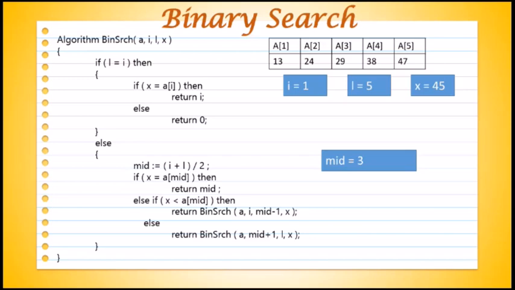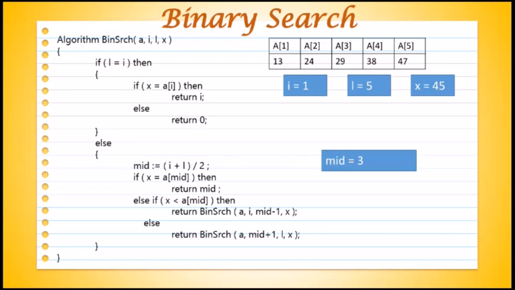In else if we are checking whether X is less than A of mid. So, is 45 less than 29? Even this condition is false. That means we will execute the else part.